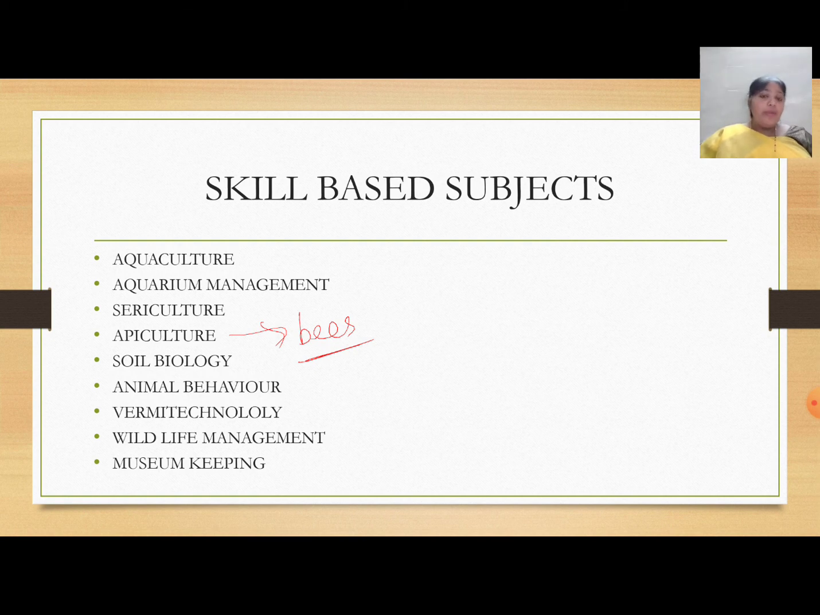Soil biology, because in agriculture, soil biology plays a major role, the health of the soil system and everything. Animal behavior, that's also a very beautiful subject, but for that you need to have a core love for animals. You need to have a lot of patience to study animal behavior. You have vermitechnology, the use of worms in converting waste into manure, which I've already told you. Wildlife management and museum keeping, one of the very good subjects, I would say, because we do not have many museum keepers.